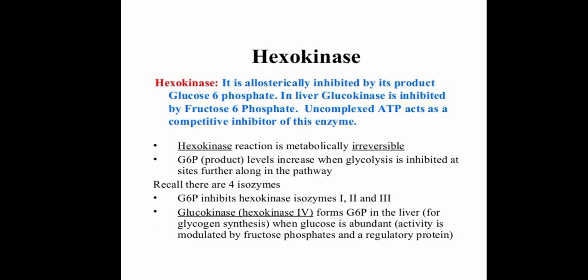Glucokinase is present in the liver and hexokinase in other tissues. Okay, so the hexokinase reaction is metabolically irreversible. Yes, it is irreversible, as shown by the single arrow in the first step. We know glucose 6-phosphate is the product. Glucose 6-phosphate level increases when glycolysis is inhibited at sites further along in the pathway.